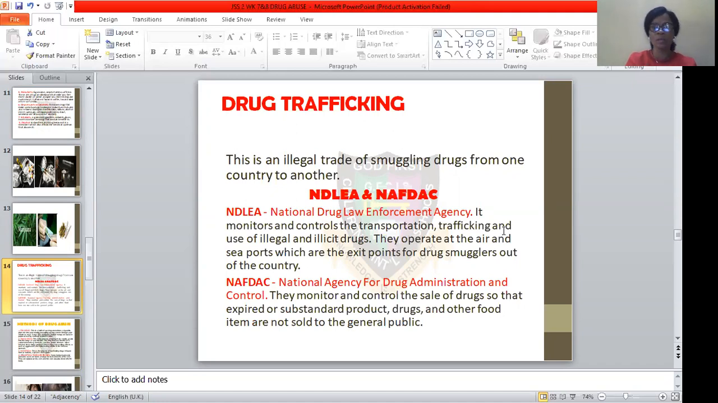And the second one is the one we call NAFDAC, that is National Agency for Drug Administration and Control.